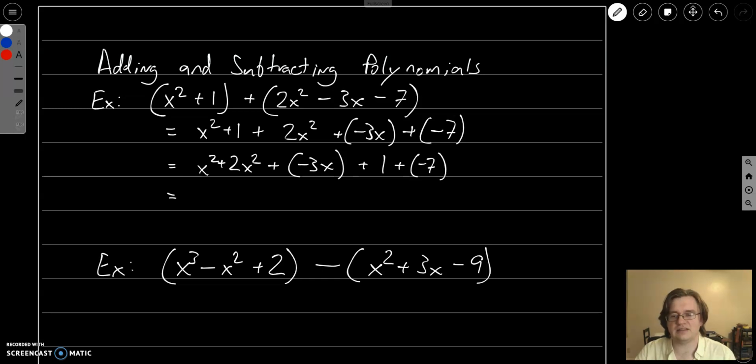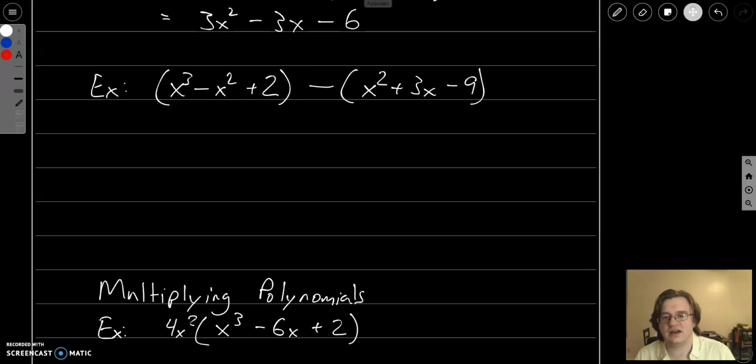And now I can start adding these. X squared plus 2x squared will be 3x squared. The plus negative 3x, I'll just write this as minus 3x. There's no other x terms. And then lastly, I have 1 plus negative 7. So this is negative 6. And I've added the polynomials. Also, this is completely reduced.